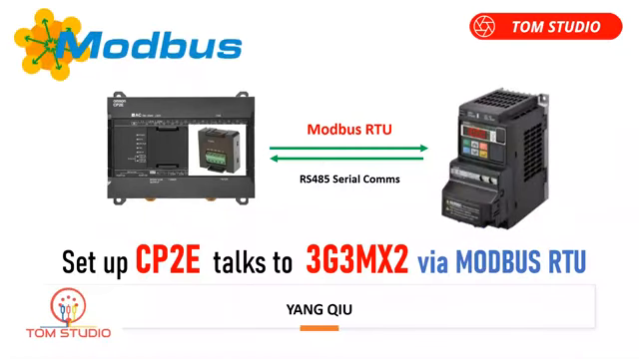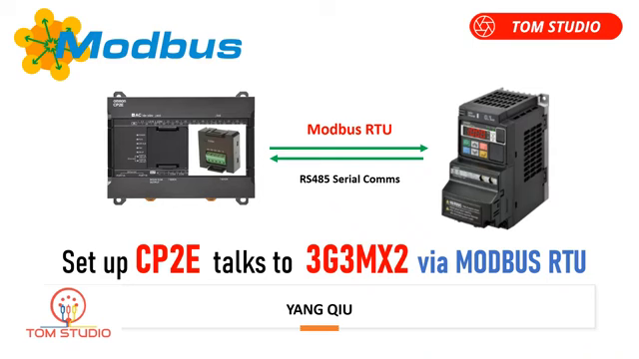In this training tutorial, I will run through the whole process of how to set up Modbus serial communications between a CP2E PLC and a 3G3MX2 drive. You will learn quite many things, like how to set up the PLC, utilizing Modbus RTU function blocks, how to set up the serial option board, how to set up 3G3MX2 Modbus parameters, and so on.